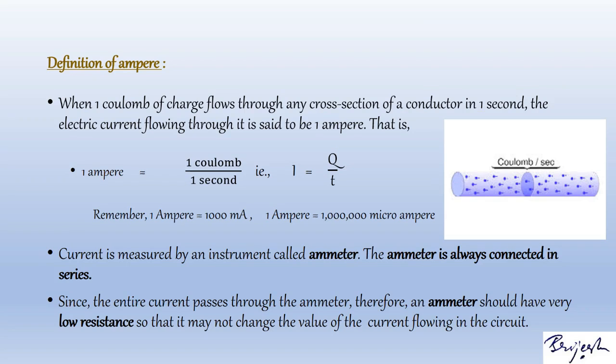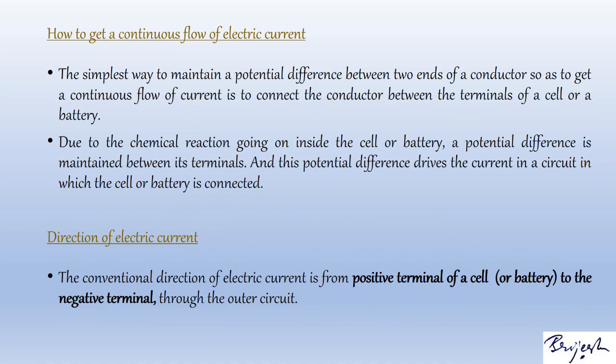Now, how to get a continuous flow of electric current? So we have just studied that it is due to the potential difference between 2 points that an electric current flows between them. The simplest way to maintain a potential difference between the two ends of the conductor so as to get a continuous flow of electric current is to connect the conductor between the terminals of a cell or a battery. Due to the chemical reactions going on inside the cell or battery, a potential difference is maintained between its terminals, and the potential difference drives the current in a circuit in which the cell or battery is connected.